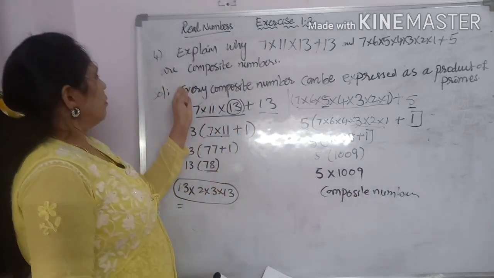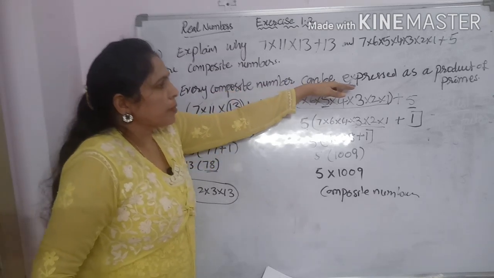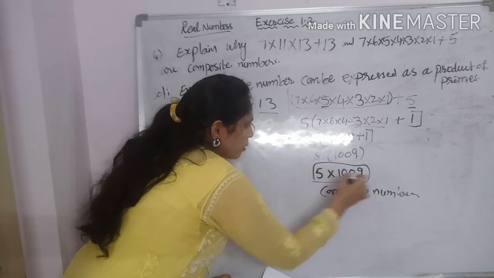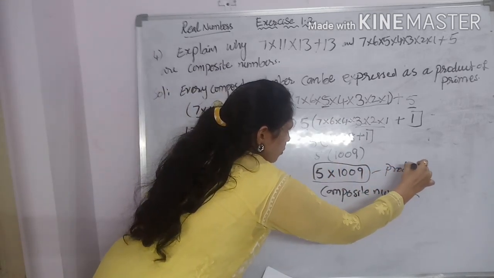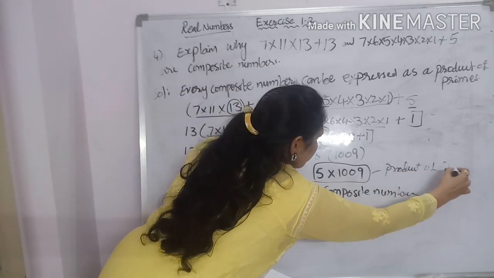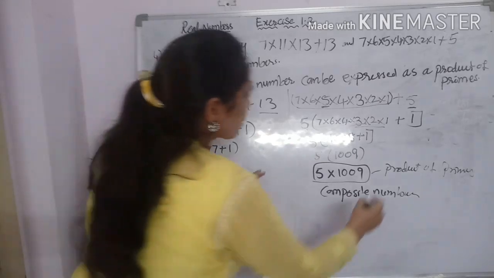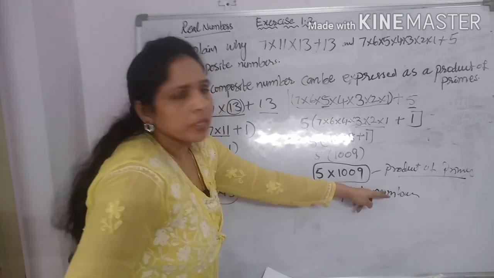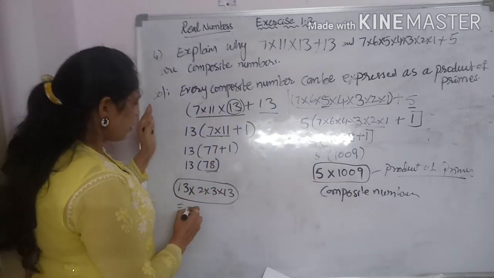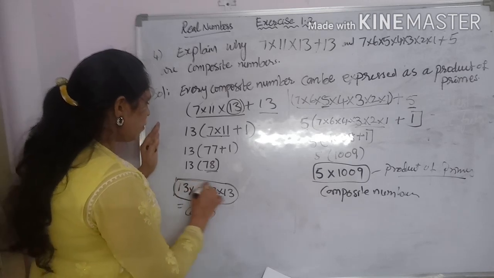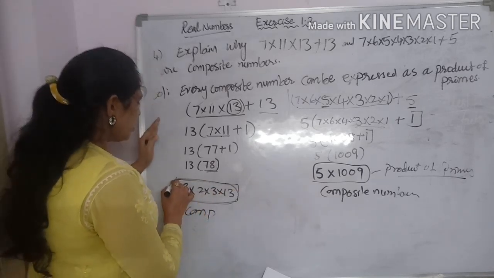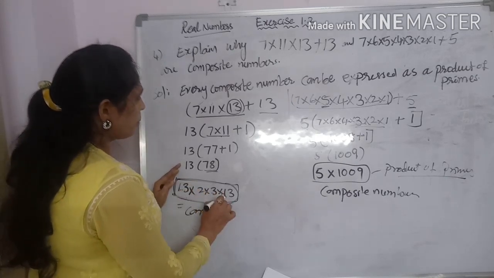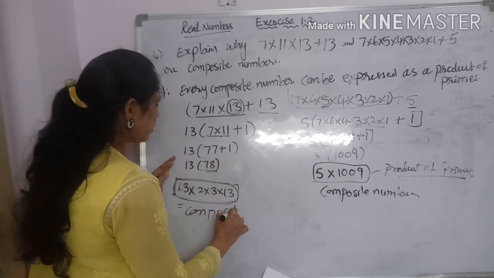Here every composite number can be expressed as a product of primes. Product of primes. This is a product of prime numbers. So that's why we are calling this a composite number. This also is a composite number, expressed in the form of prime numbers, as a product of prime numbers. So that's why it's called a composite number.